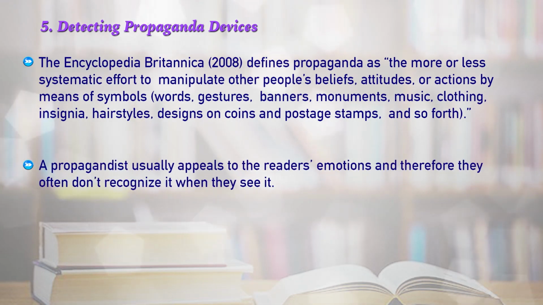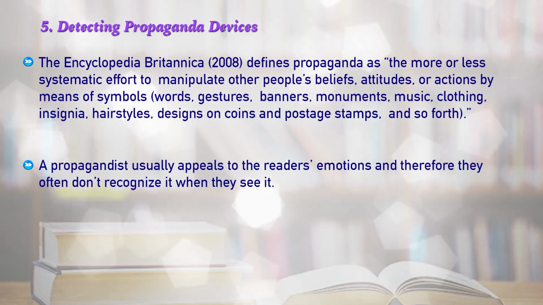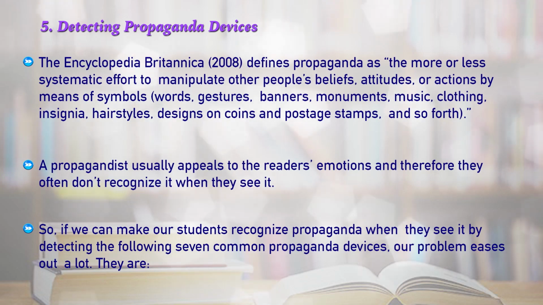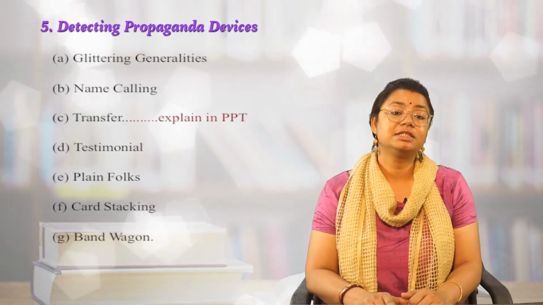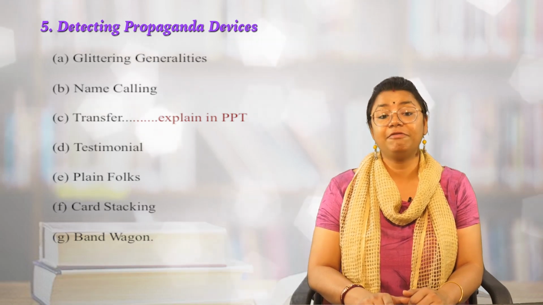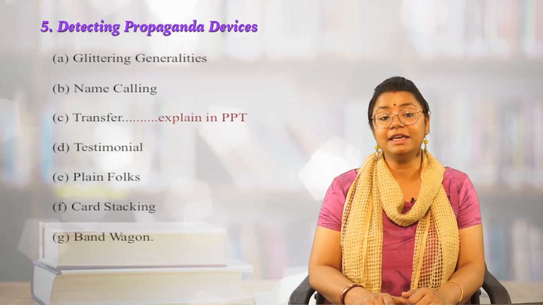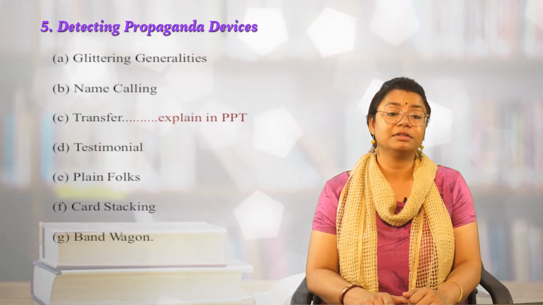A propagandist usually appeals to the reader's emotions, and therefore they often don't recognize it when they see it. So, if we make our students recognize propaganda when they see it by detecting the following 7 common propaganda devices, our problem eases out a little. They are glittering generalities, name-calling, transfer, testimonial, plain folks, card stacking, and bandwagon.